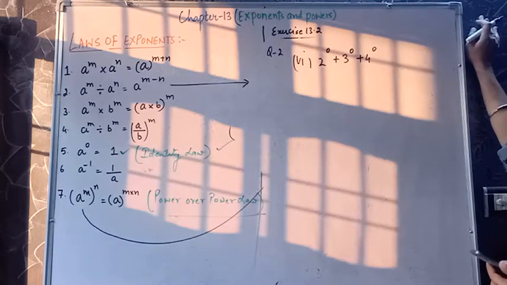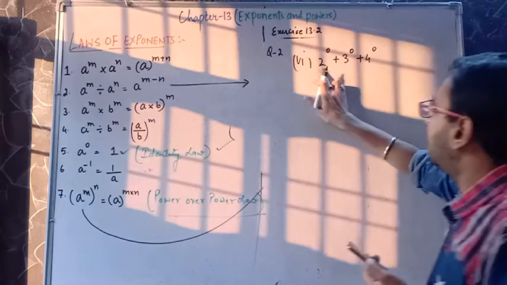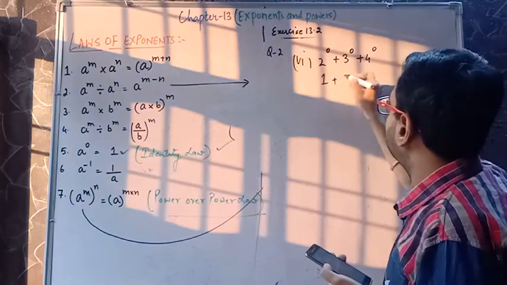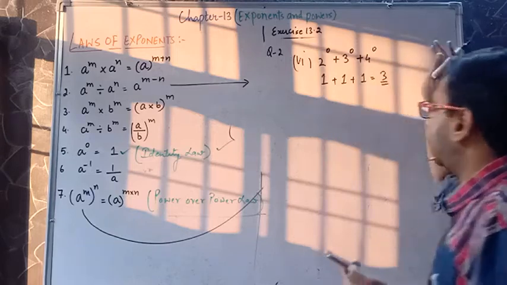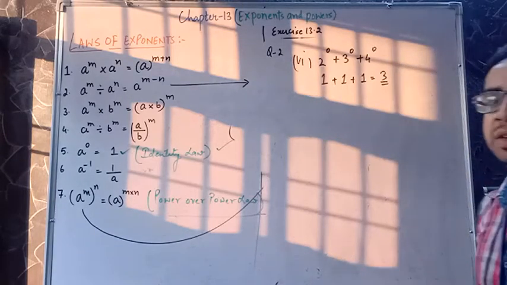What is the answer? You might be thinking directly 1. No. See, 2 raised to power 0, 1. 3 raised to power 0, 1. 4 raised to power 0, 1. 1 plus 1 plus 1, 3 is the answer. Anything raised to power 0 is 1.